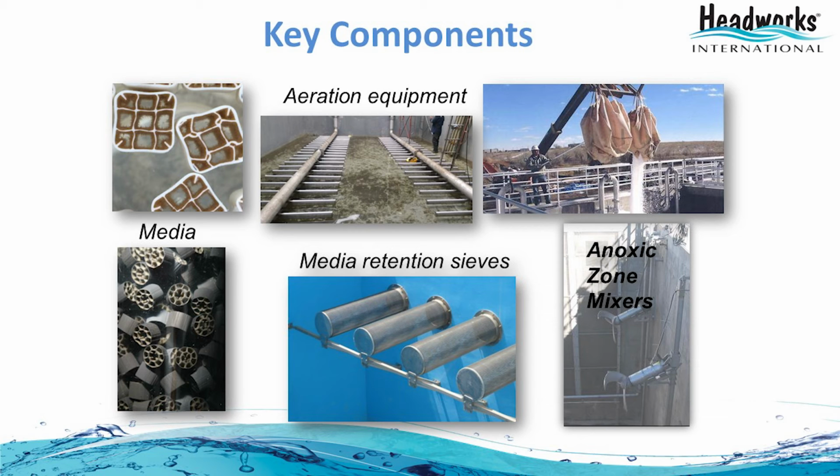If we have a 6 millimeter screening in front of the MBBR reactor or in front of the primary clarifier, it will prevent any solids greater than 6 millimeters from getting into the MBBR IFAS reactor. Any solids biomass produced in the MBBR IFAS reactor is small in size and goes through the retention screens, but the media will stay inside.